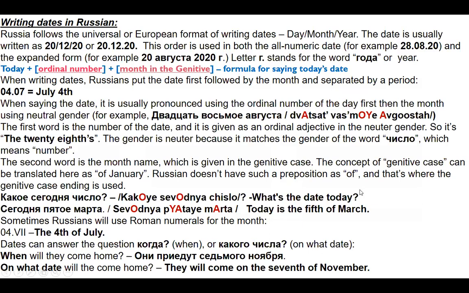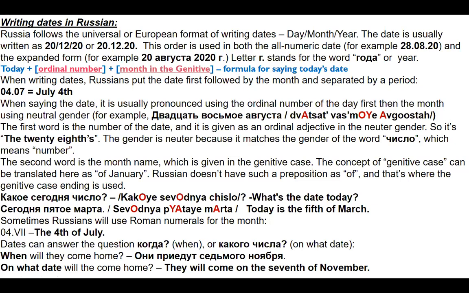In our case, we're more interested in the genitive case that shows belonging. So how do we write dates in Russian? Russian follows the universal or European format of writing dates: day, month, and year.